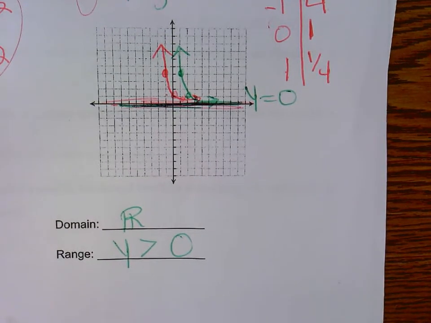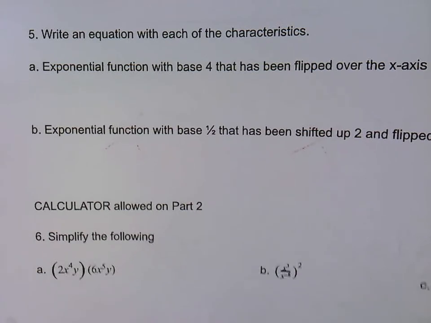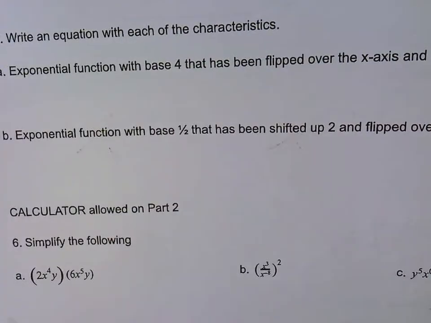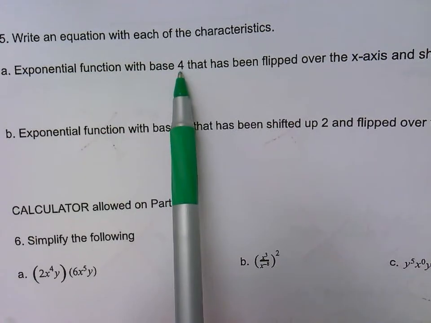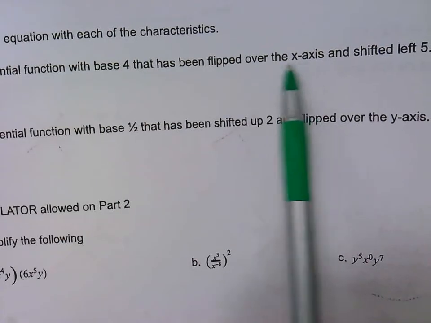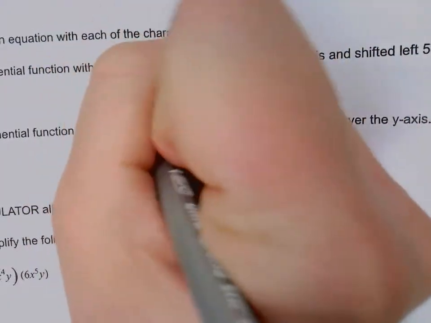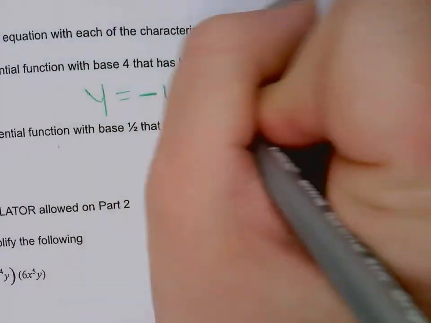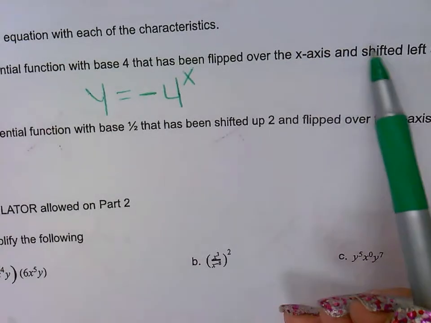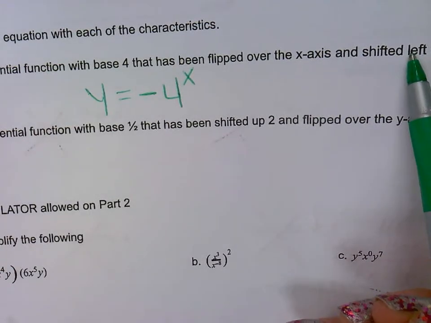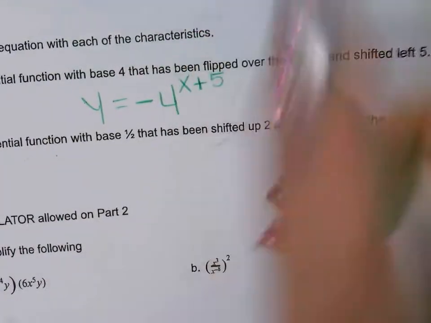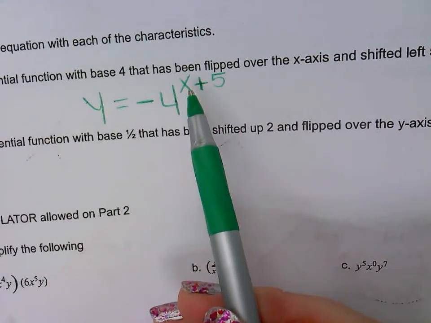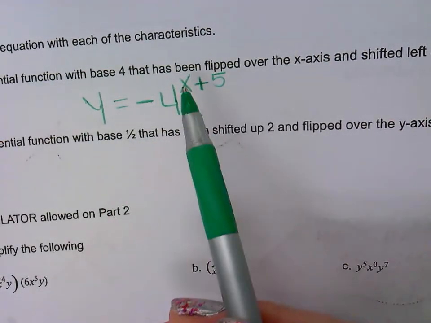To make sure you have the help maybe that I could try to give you. So let's see, exponential, the base is 4, so that's 4 to the x. It's been flipped over the x-axis, so I need to put a negative sign in front of it. And then if it's been shifted to the left, I actually think, oh, we did right over here, didn't we? So the left is going to be a +5 this time. And it's little up in the exponent with the x.